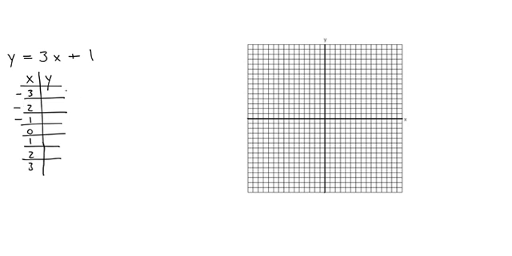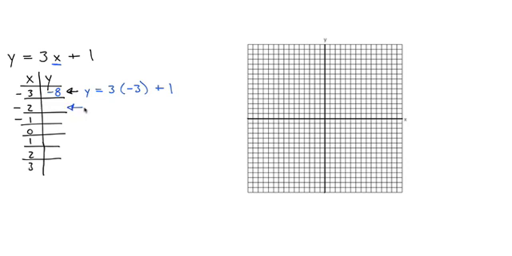Then I'm going to figure out what y is. So for this first one, I'm going to go y equals 3 times -3, -3 going in where x is, plus 1. So I'm going to multiply first. 3 times -3 is -9, plus 1 is -8. So when x is -3, y is -8.